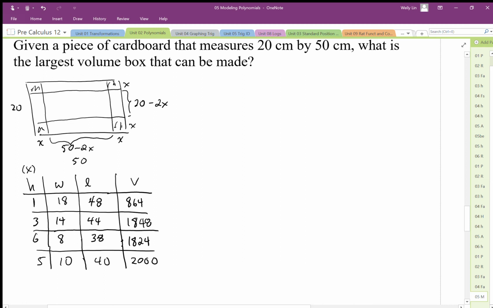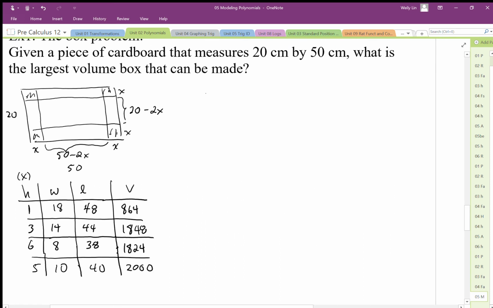Well, what is the volume calculation? The volume is length times width times height. Well, I can make this a volume problem with a variable x. And I can replace the h with an x. And I can start to generalize. My width is going to be 50 minus 2x. My length is going to be 20 minus 2x. And now what I've done is I've come up with a model, a polynomial model for this problem.